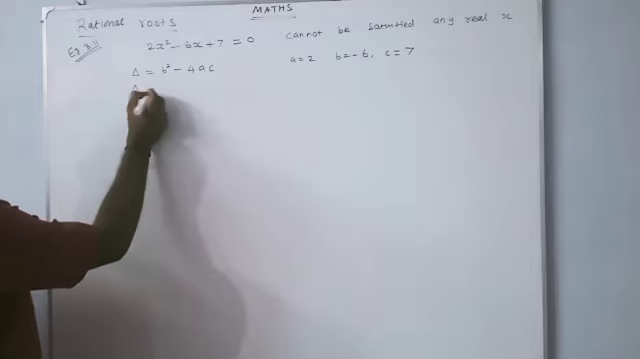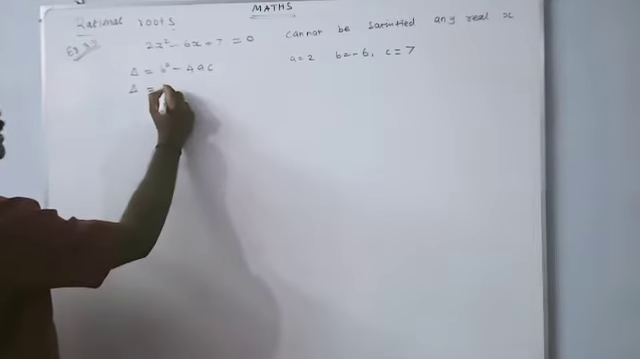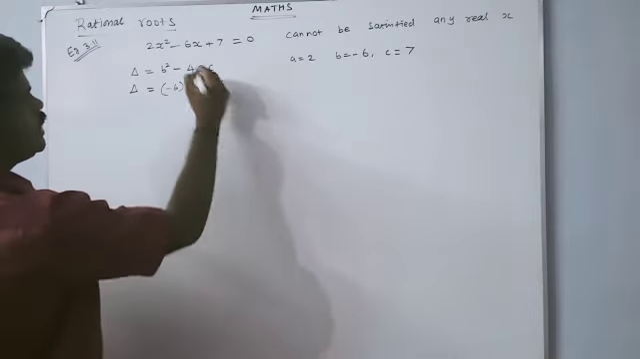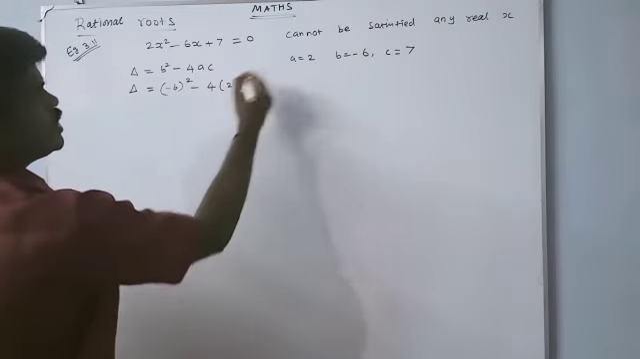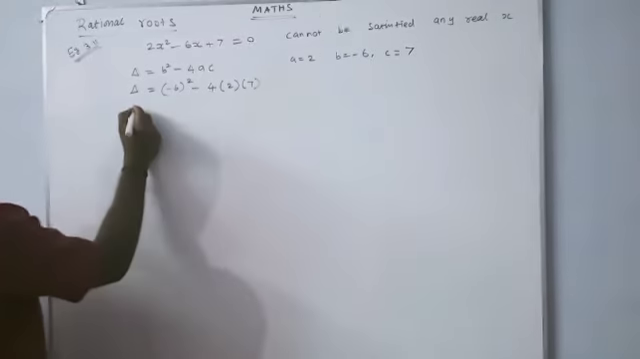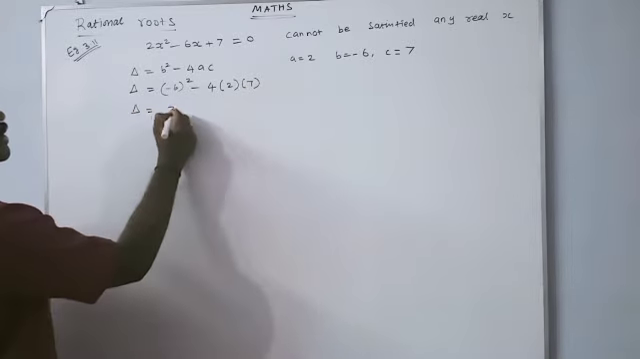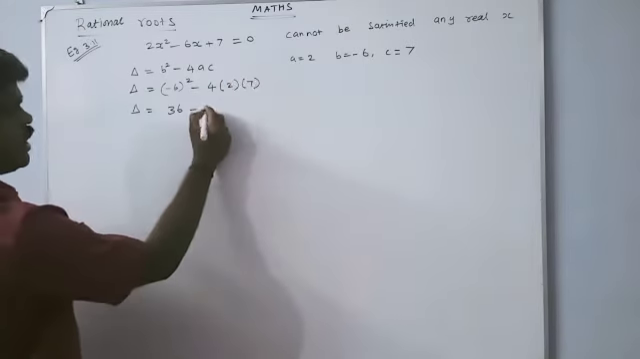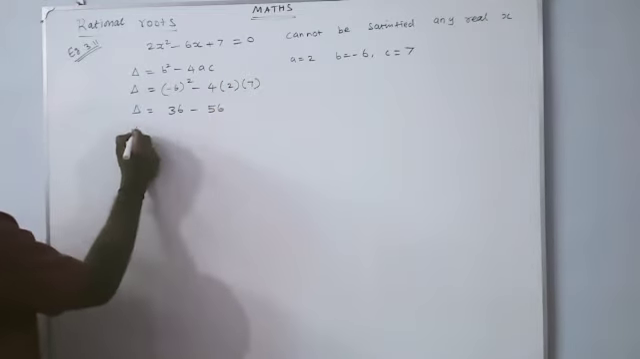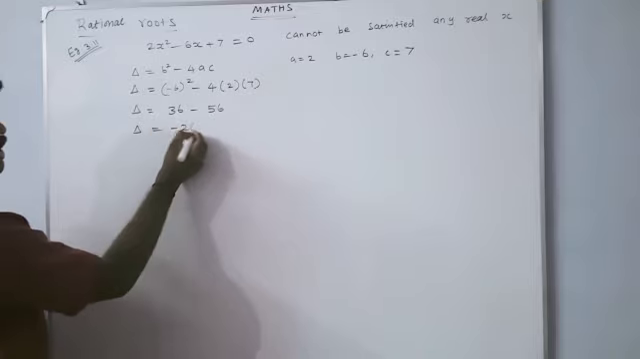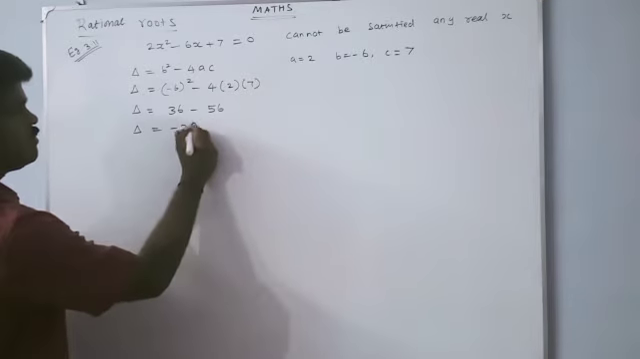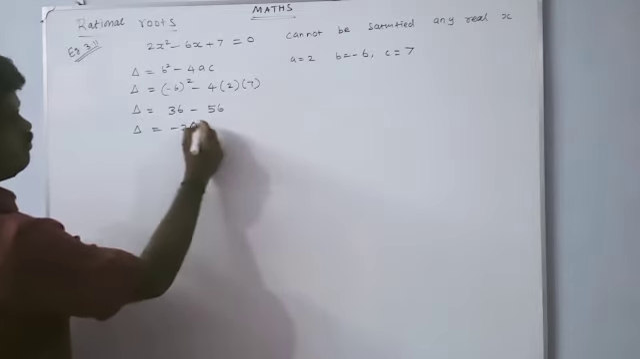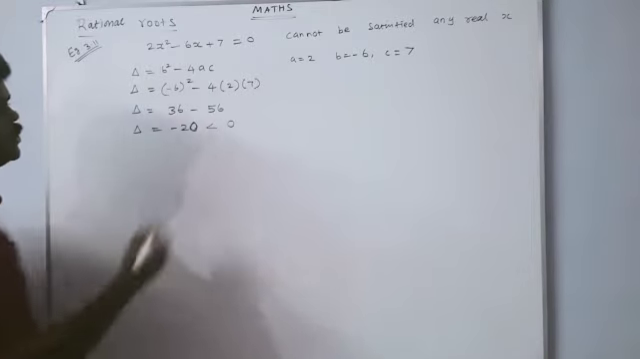Now delta is equal to b squared, what is the value? Minus 6 the whole squared, minus 4 into a value, which is 2, and c value is 7. Now delta is equal to 36 minus 4 times 2 is 8, 8 times 7 is 56. So delta is equal to minus 20. This is less than 0.